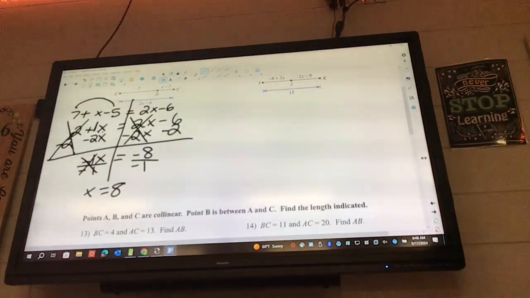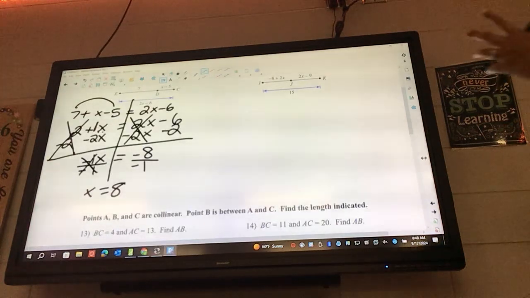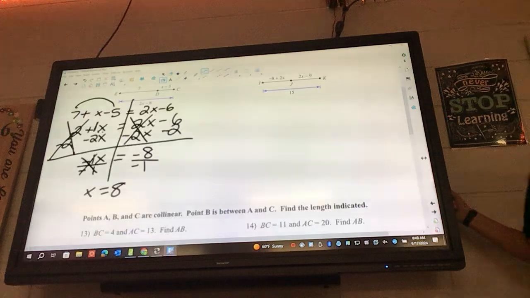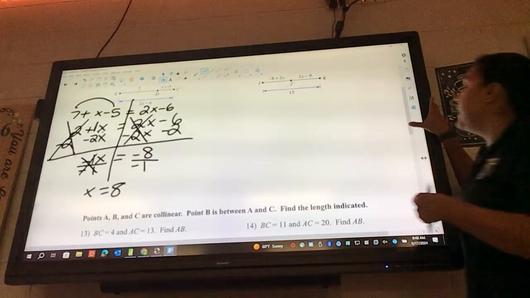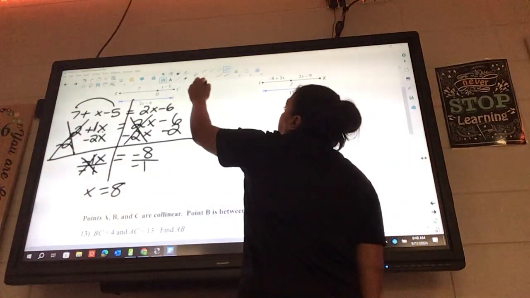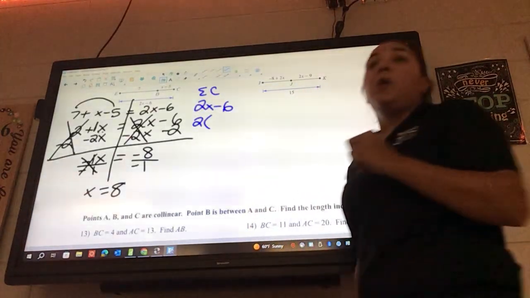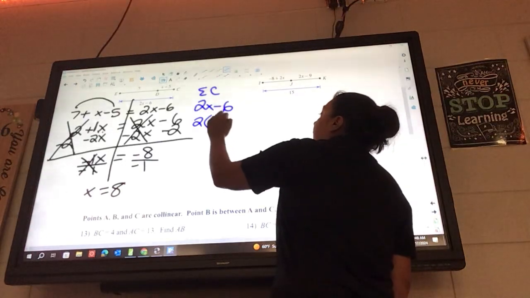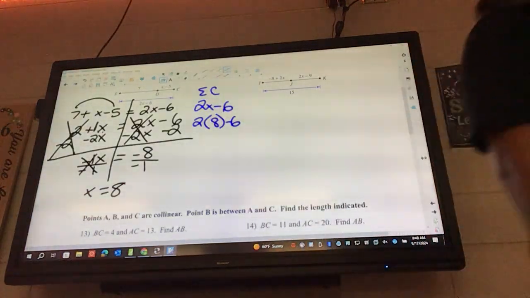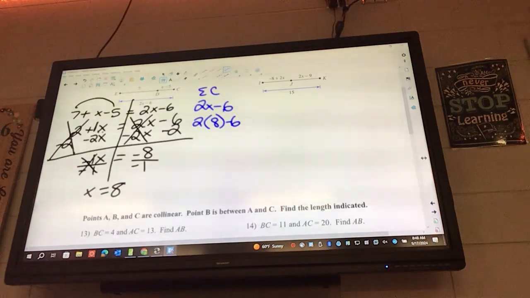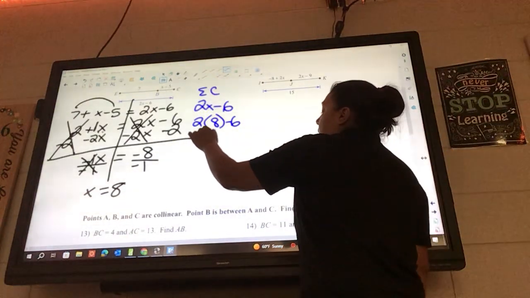What did the instructions tell us to do? Find EC. Is EC going to be my little one on the left, my little on the right, or the big one at the bottom? Big one on the bottom. Okay, so EC is going to be 2x minus 6. So wherever there's an x, we now know x is what? 8. So 2 parentheses 8 minus 6. And when you type that in the calculator, what do you get? 10. Somebody agree?